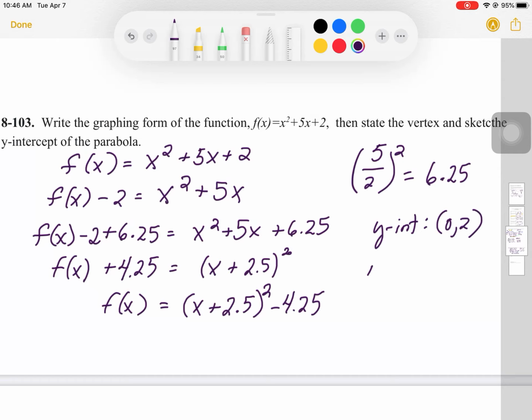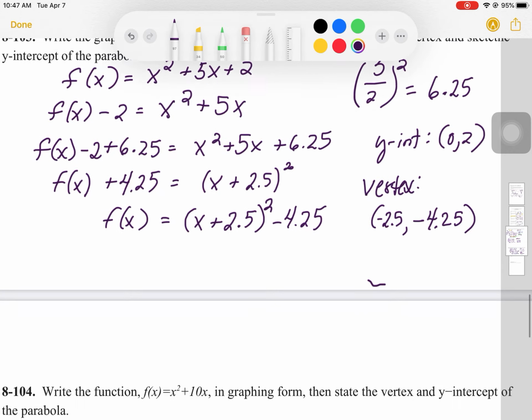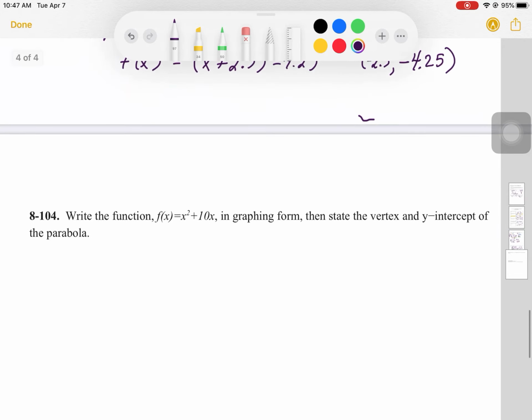So I've got my y-intercept at 0, 2. I've got my vertex at -2.5 and -4.25. Let's fix that up a little bit here. A little bit more space to write that out. -2.5 and -4.25. And again, we could go back to Desmos. We could walk through this and make sure that those two forms match. I'm not going to take the time to do that at this point. And if you have questions, please make sure you're emailing.